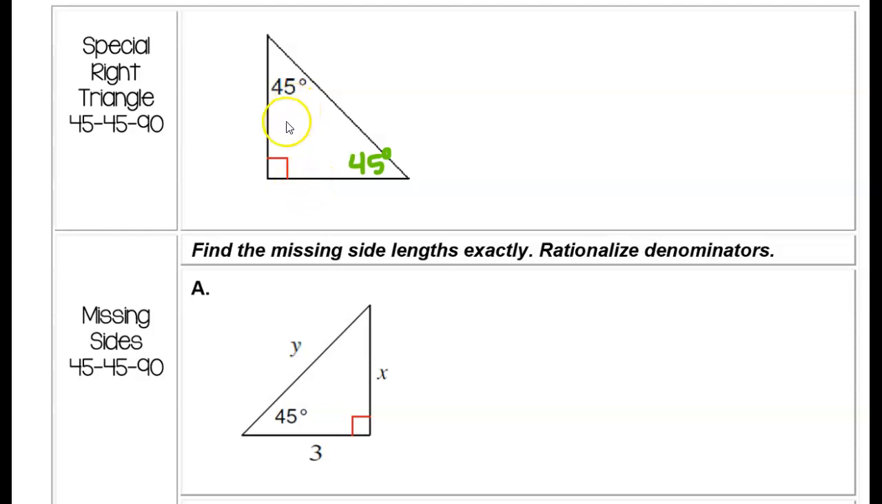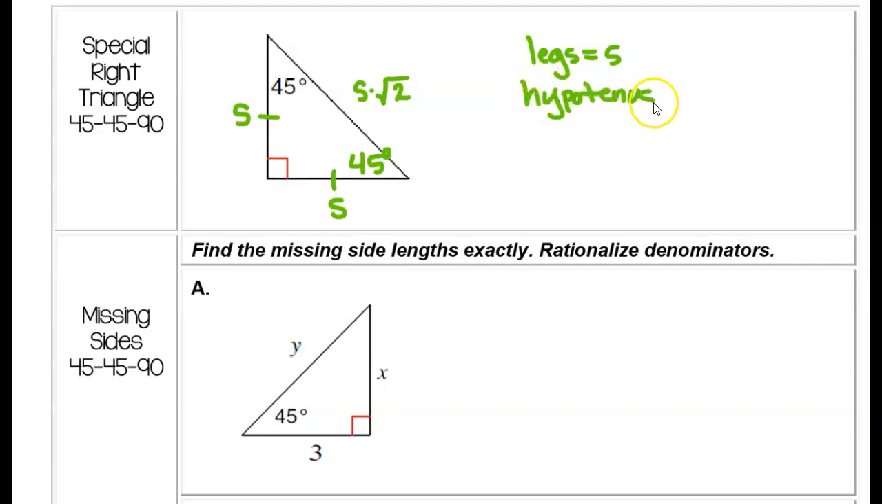So what is important about the 45-45-90 is that the two legs are congruent. So they are the same length. So if both legs are length S, then the hypotenuse will be S times the square root of 2. So let's write that out over here. So if our legs are length S, then our hypotenuse will be S root 2.